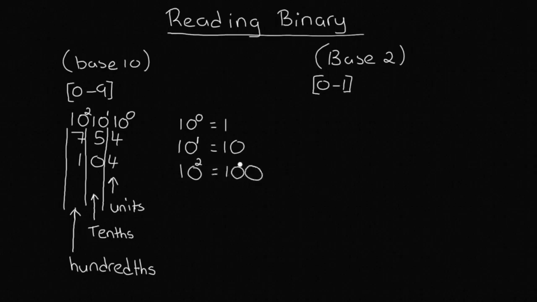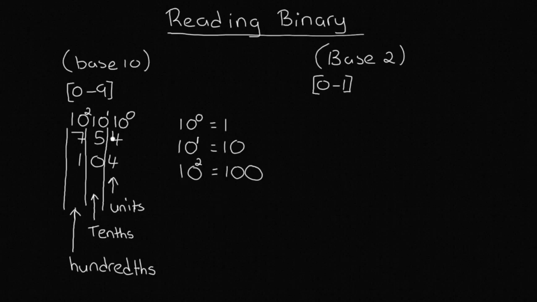And this is a really long way of understanding what this number is. We all know that this is 754 and we all know that this is 104. But this example will help you because we're going to be taking the same approach when we start to learn about binary and base 2.